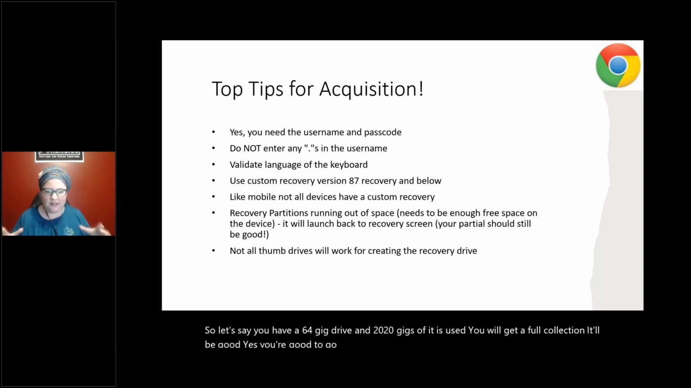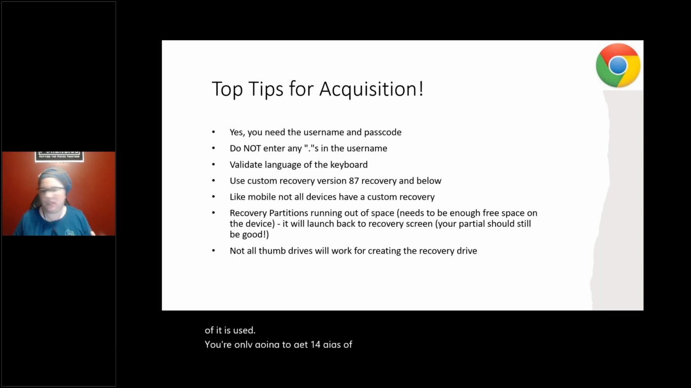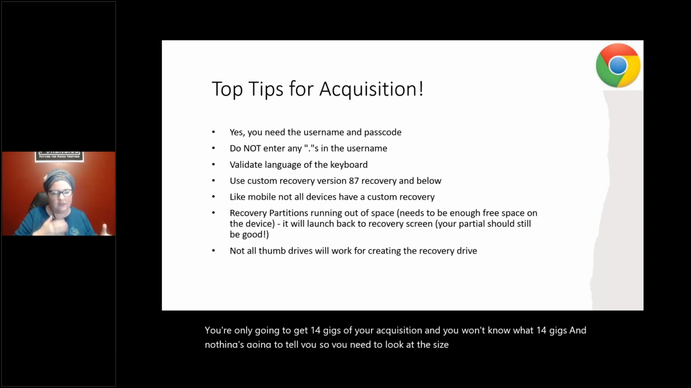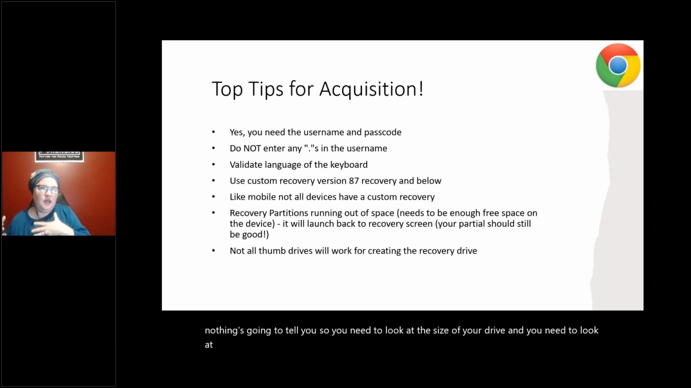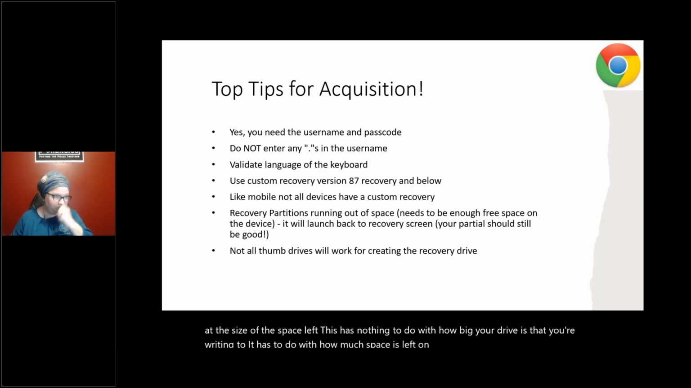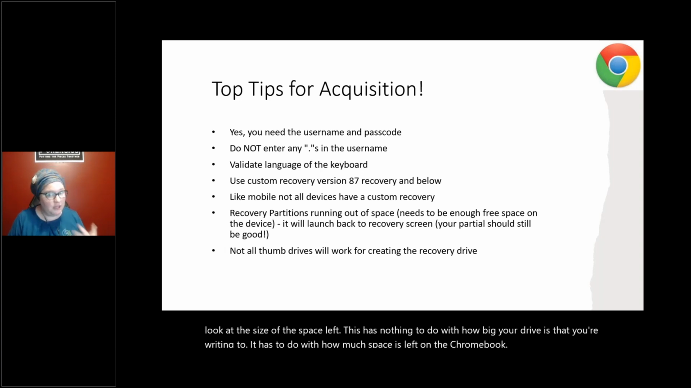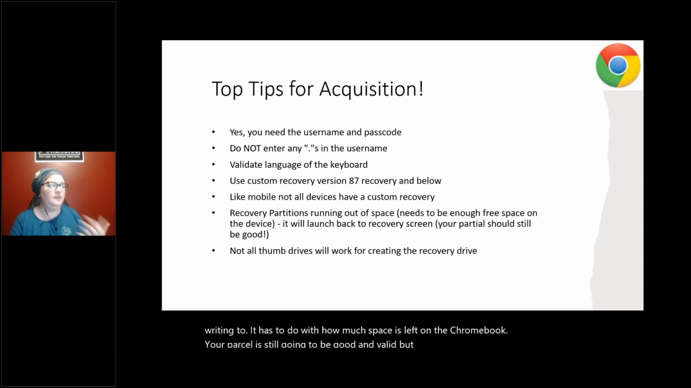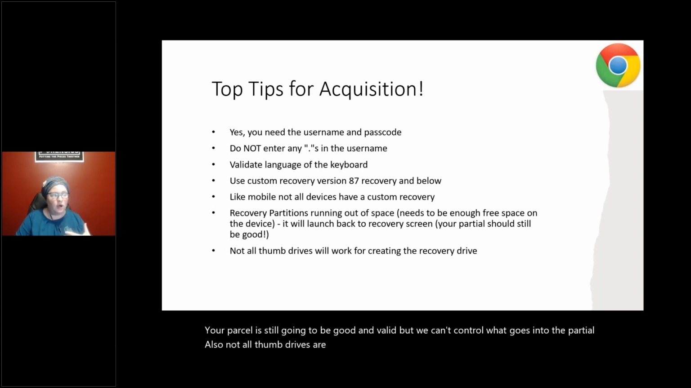Let's say you have that same 64 gigabyte drive, but 50 of it is used. You're only going to get 14 gigs of your acquisition, and you won't know what 14 gigs, and nothing's going to tell you. So you need to look at the size of your drive, and you need to look at the size of the space left. This has nothing to do with how big your drive is that you're writing to. It has to do with how much space is left on the Chromebook. Your partial is still going to be good and valid, but we can't control what goes into the partial. Also, not all thumb drives are going to work for creating a recovery drive.